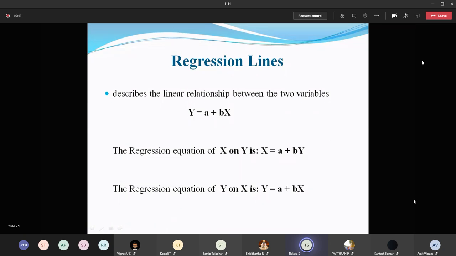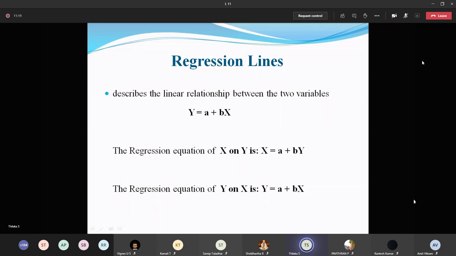Okay, so this regression line is a linear line which describes the linear relationship between the two variables, because here we are going to see about the simple linear regression alone. So this regression line describes the linear relationship between the two variables. We have the straight line formula, y is equal to a plus bx. But here we have two regression equations.